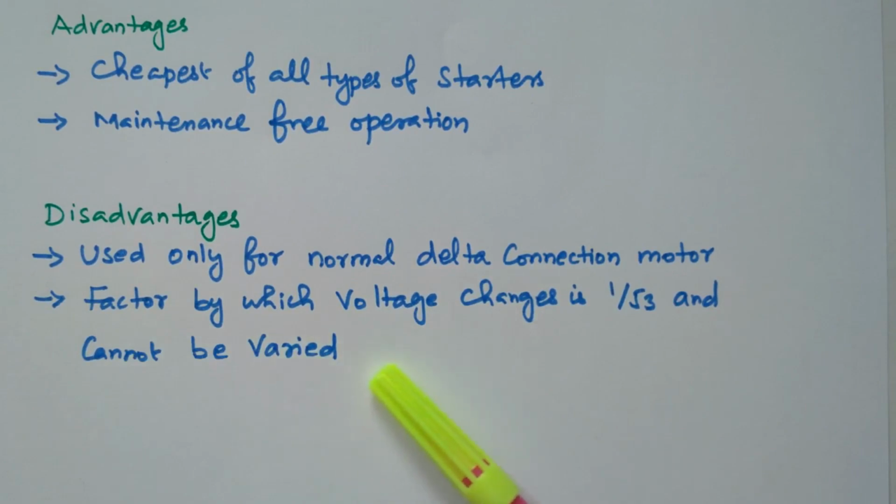And the factor by which the voltage is changed is 1 by root 3. At the beginning, we are applying only 1 by root 3 of the voltage, but it cannot be varied. Always it is 1 by root 3. We cannot change it to a lower value or higher value. Always it is 1 by root 3 times the rated voltage. So these are all the disadvantages.